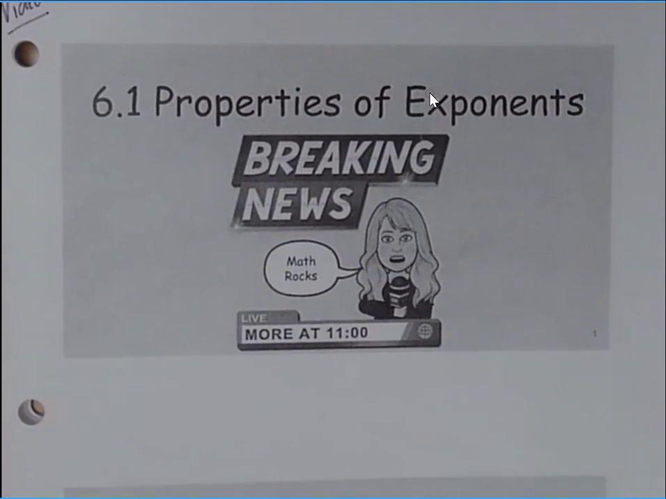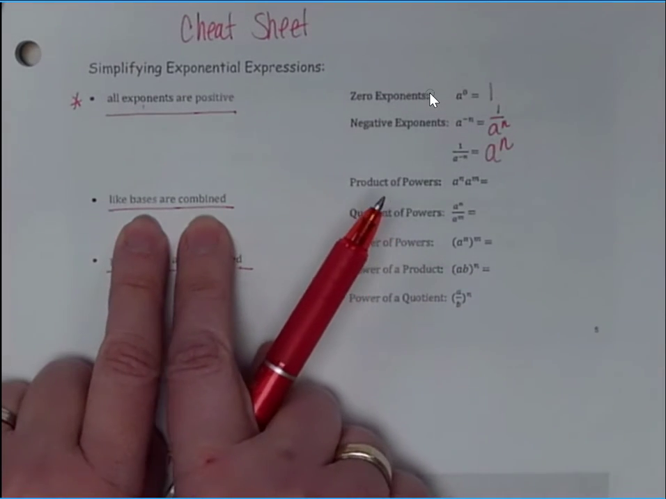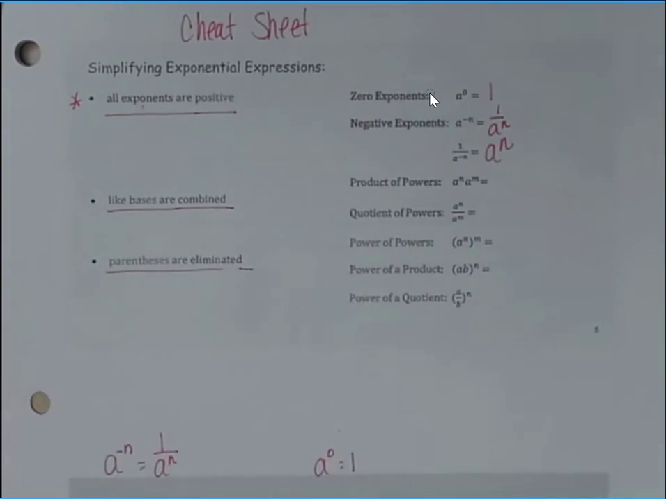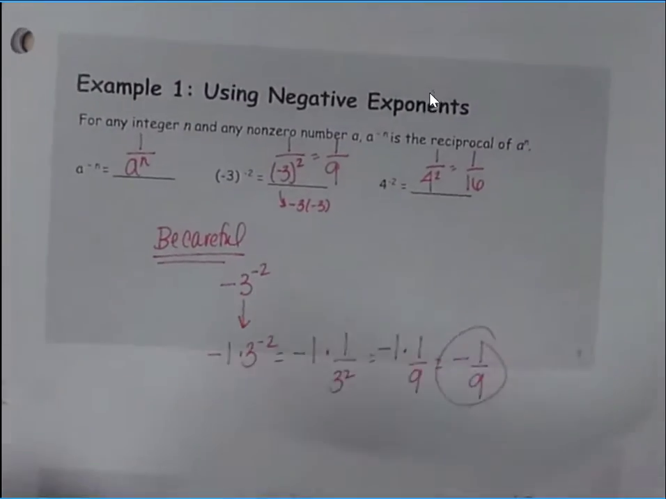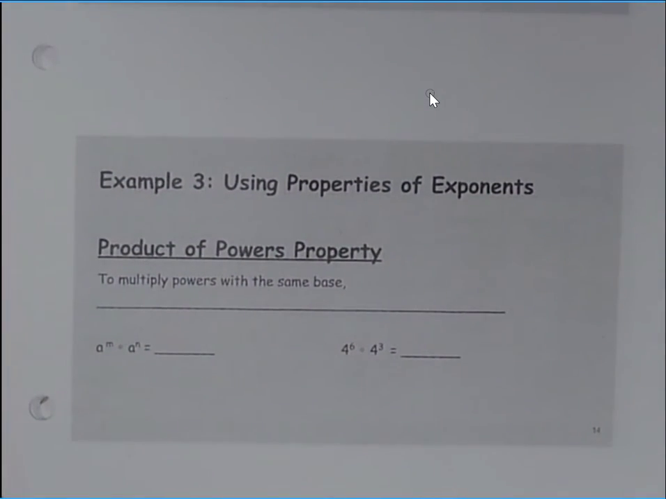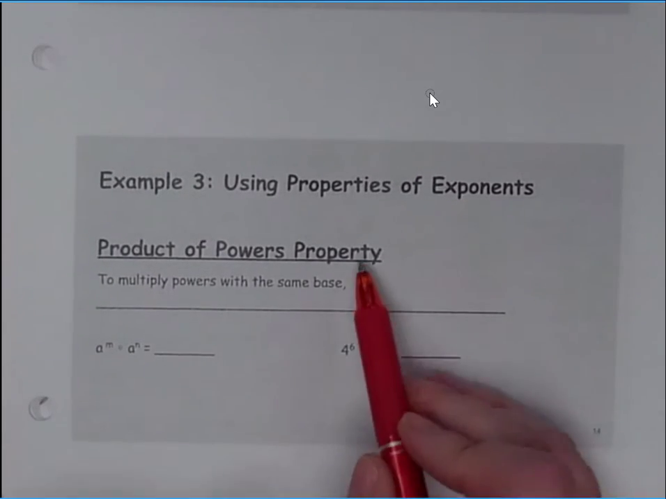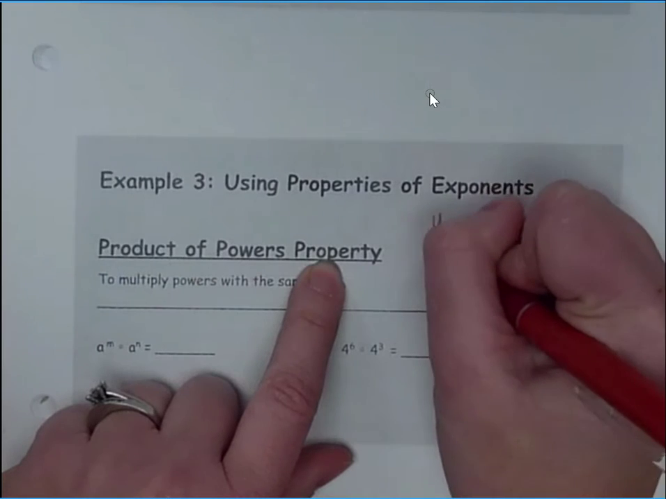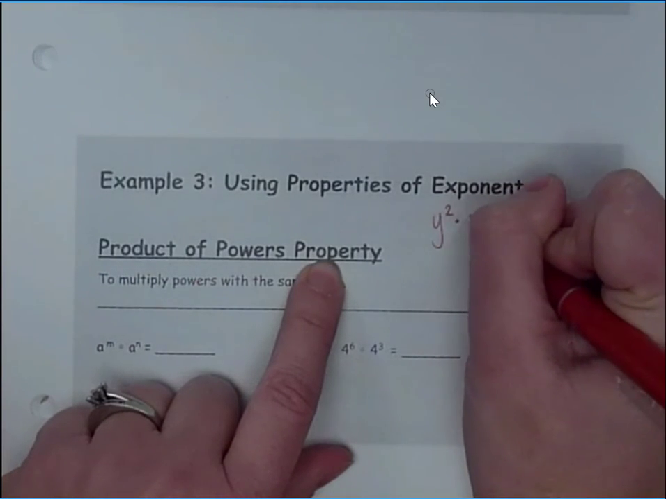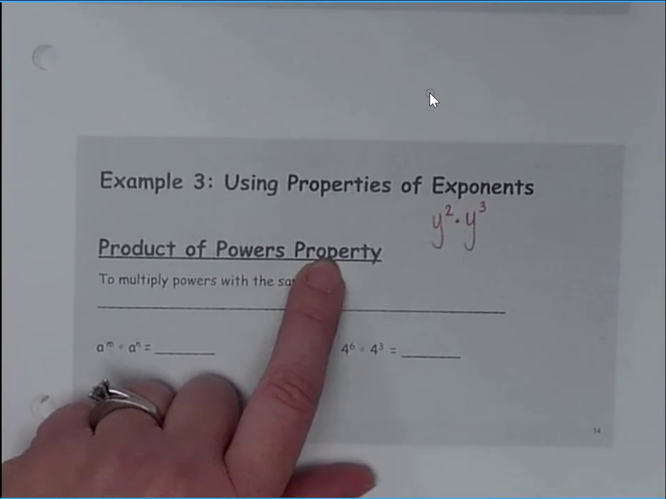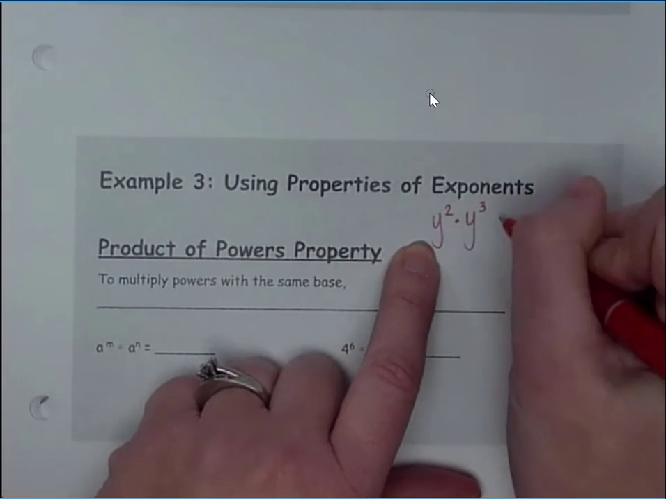Today we're going to look at the second part of 6-1, which means we're going to look at simplifying expressions that have like bases. So the first thing we're going to do is take a look at example 3 using properties of exponents. It says product of powers property. So what that means, if I have y squared times y to the third, how could I simplify that?